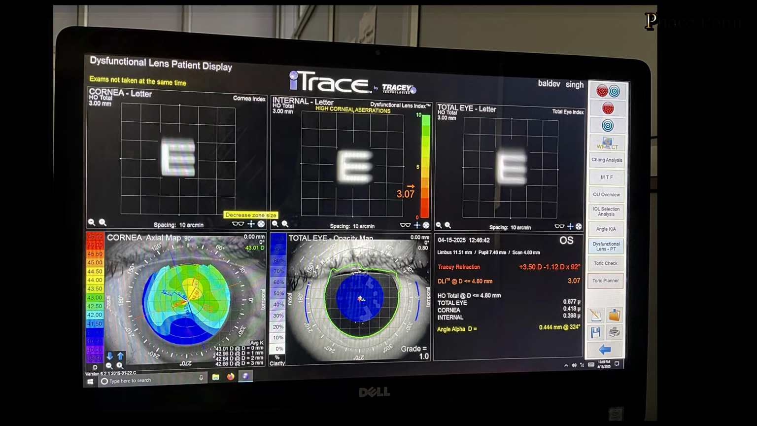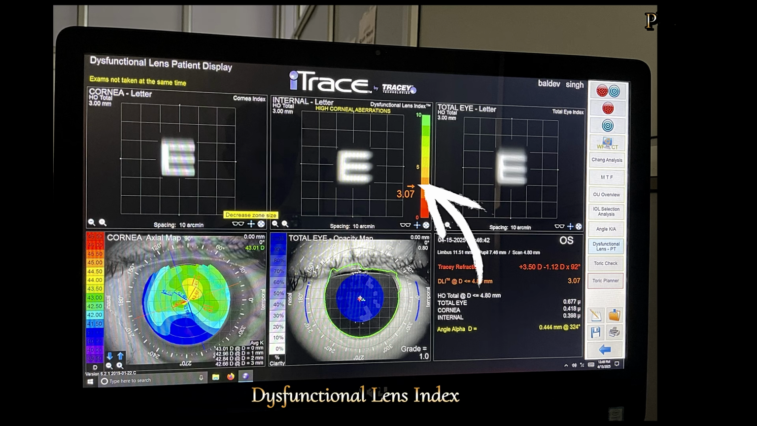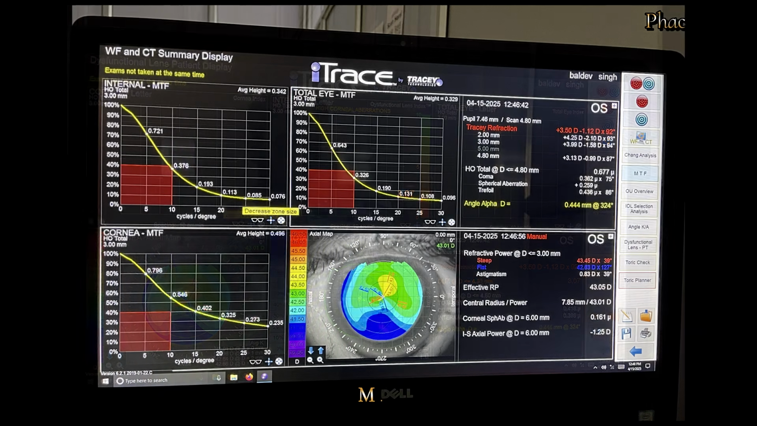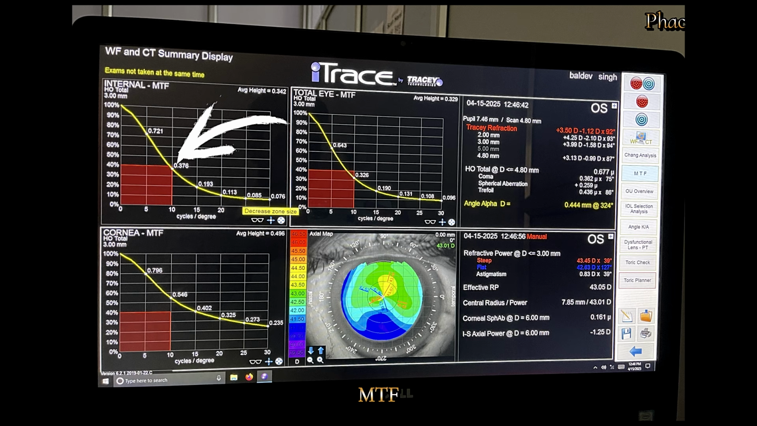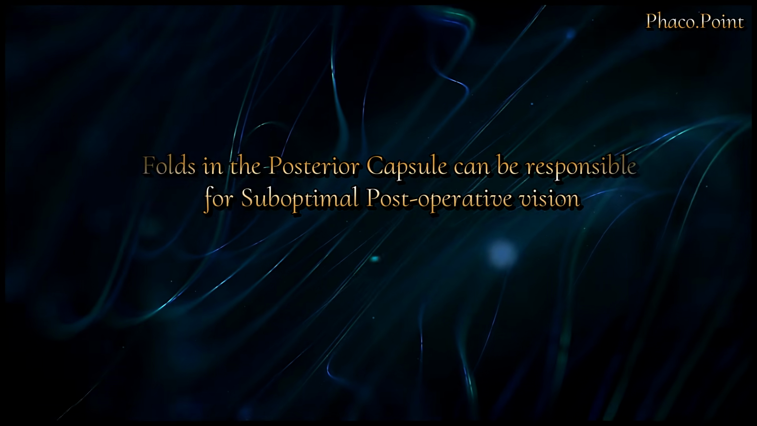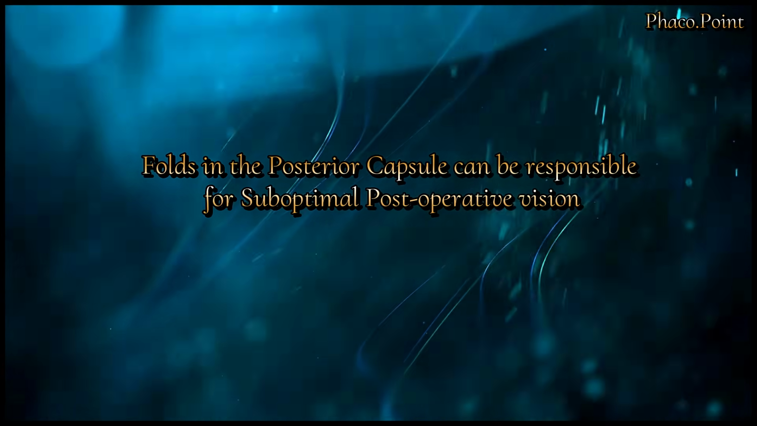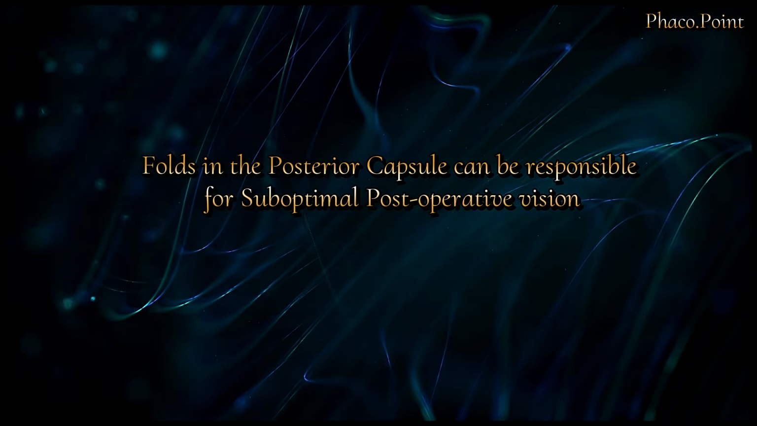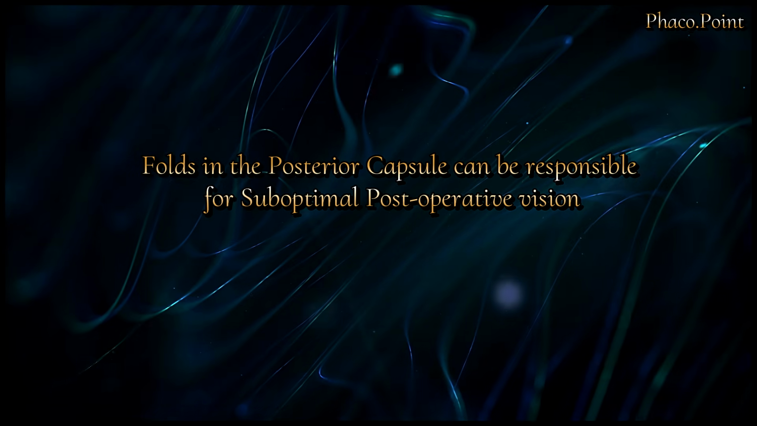On performing a ray tracing aberrometry, we found an obvious drop in the dysfunctional lens index, signifying something wrong in the area of the lens, as well as the drop of the contrast sensitivity as a result of the lens itself. Thus, we need to be mindful that folds seen in the postoperative period following cataract surgery can be an important cause of suboptimal postoperative vision.